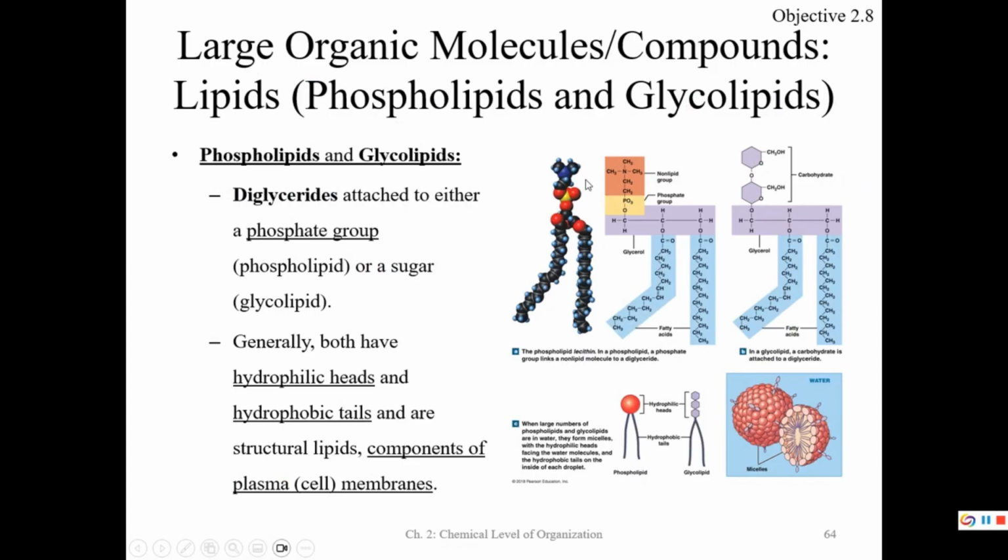Now, they have hydrophilic heads that are charged, and they have hydrophobic tails. The head has charges to it, whether it's a carbohydrate or whether it is some non-lipid groups like phosphates or this choline right here. This is choline, this is a phosphate. Okay, so that's what's going on there. They have hydrophilic heads and hydrophobic tails. They're important components of your cell membrane.